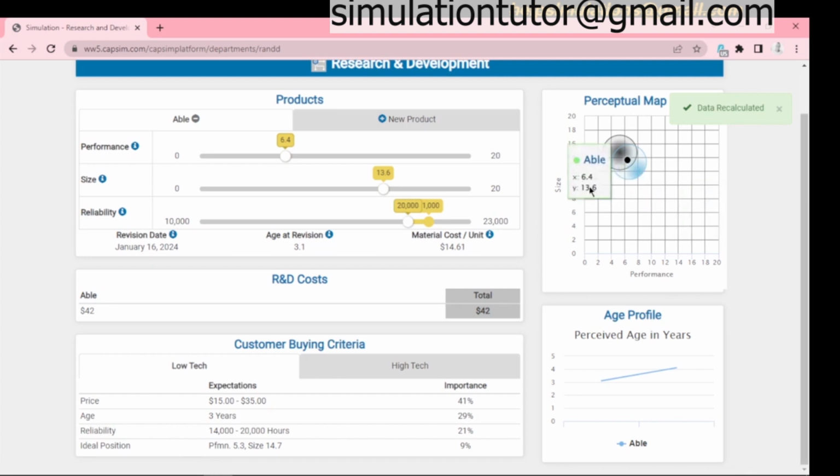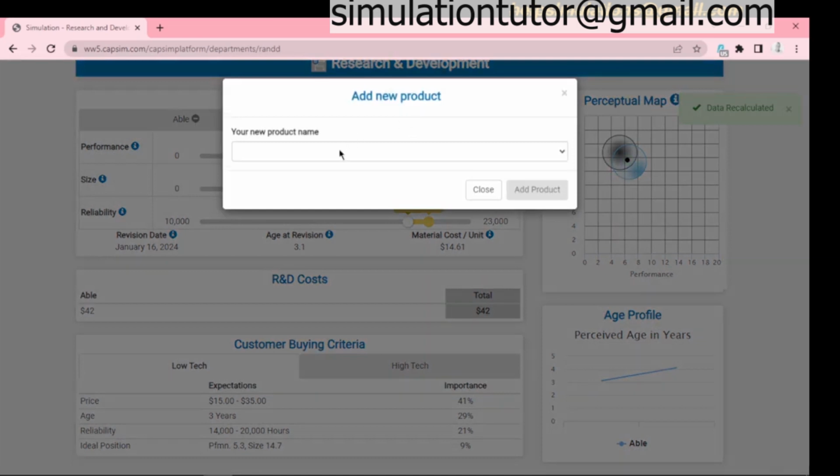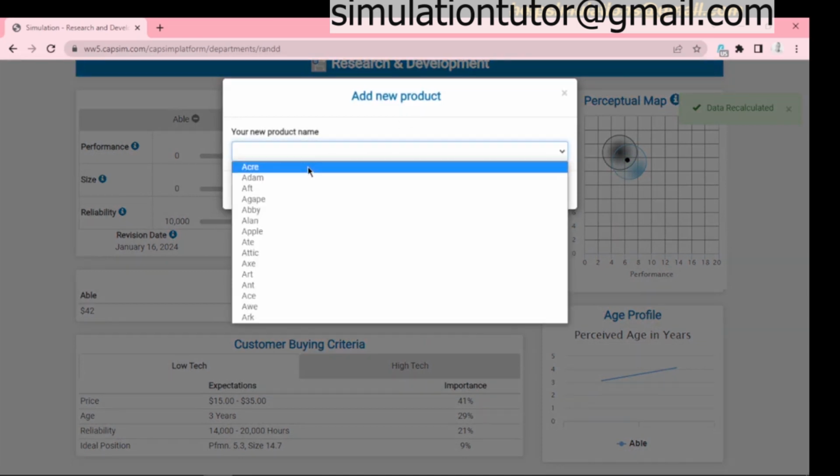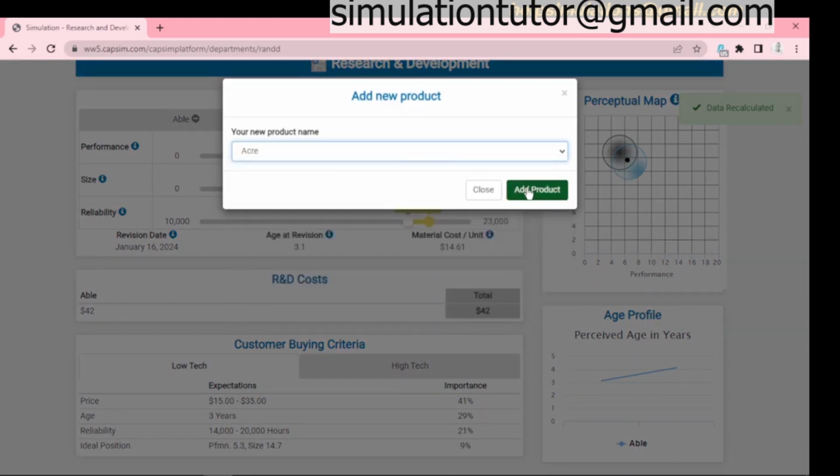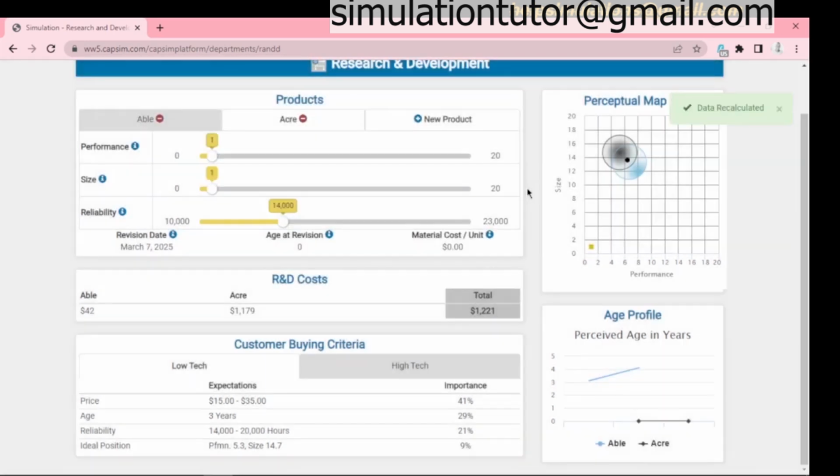Remember, I told you it's a crossover product selling in both the low end and the high end. So I'll start creating a new product, which will be predominantly our high end product. I'll call it Eka. So create the product, and we'll switch to the high tech tab. From the high tech tab, you'll realize that consumers want a product with an ideal age of 0 years, and an ideal position of 8.1 and 11.9.